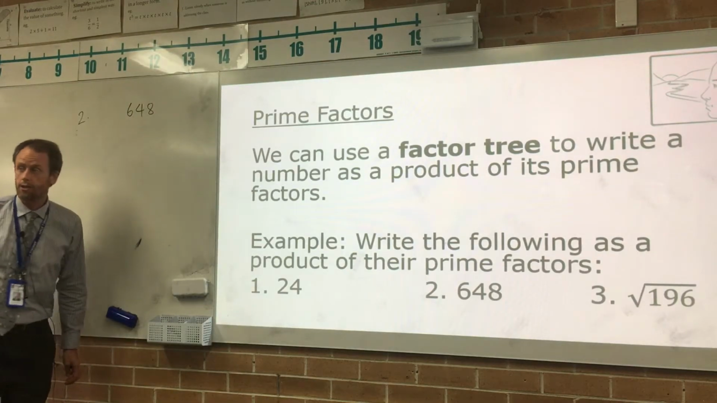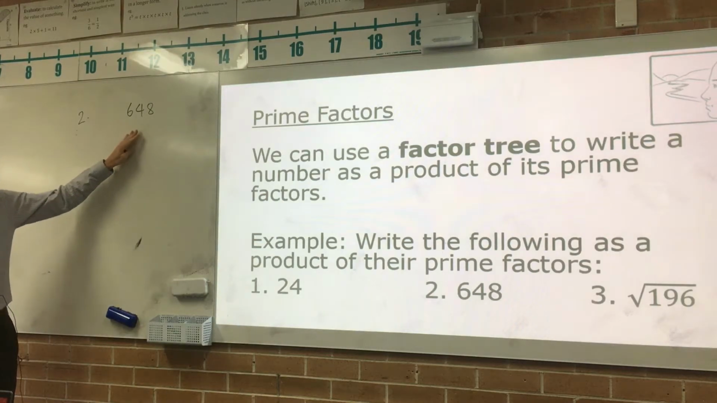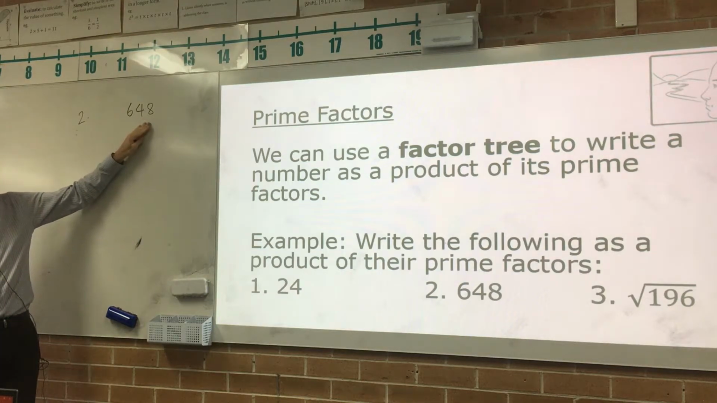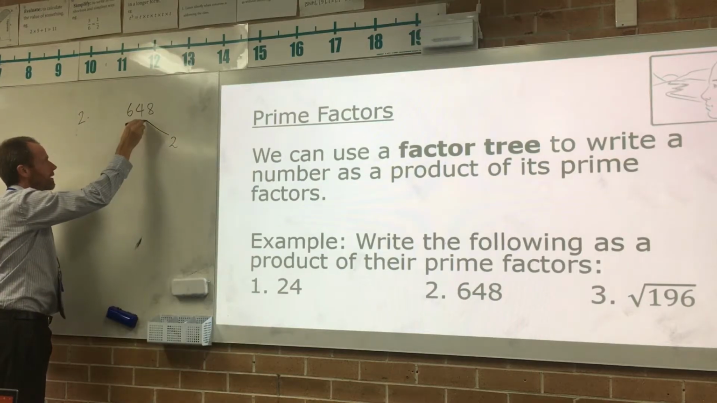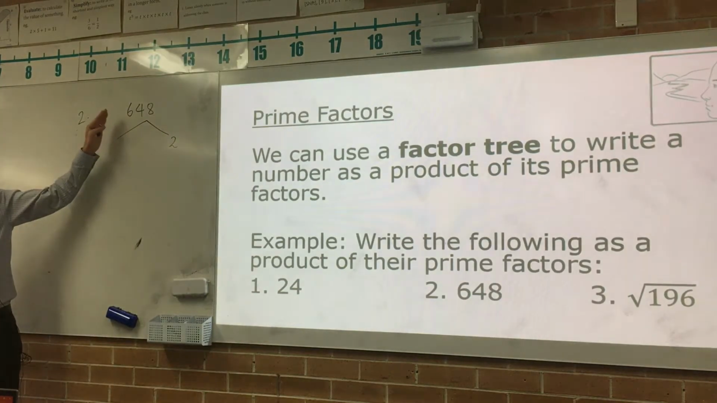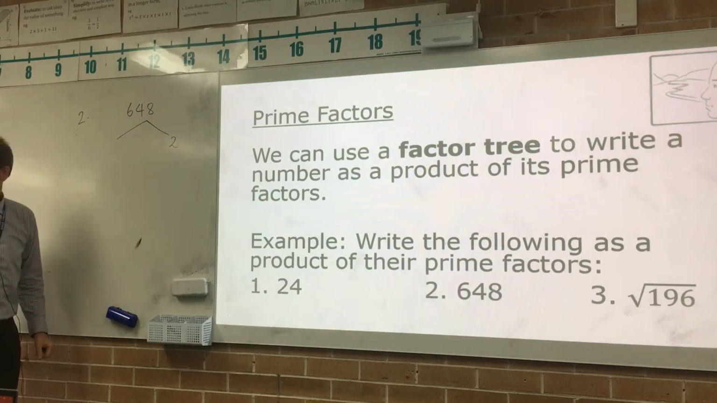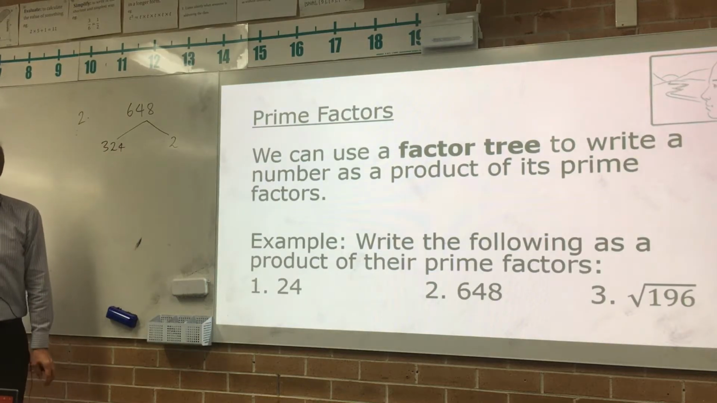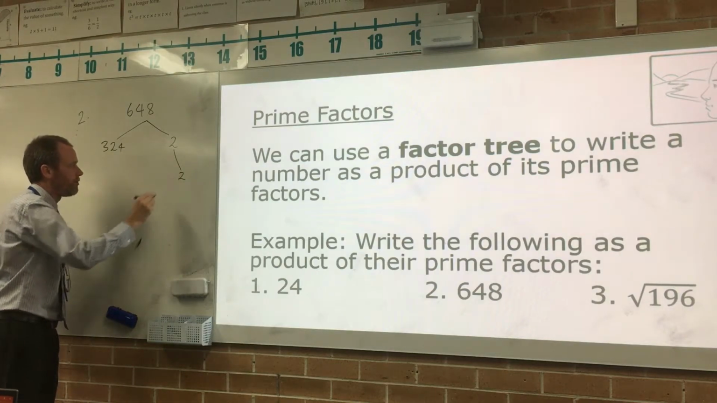So question 2, let's have a go at 648. Oh, that's a bit tricky, isn't it? I don't know straight away what the prime factors of 648 are. But I do know that it's at least divisible by 2. So, let's write 2 out there. And if I think of 648 divided by 2, I know it's going to be 300 and something. And it's actually, what do you think? 324, good. Now 2 is a prime number. I don't need to go any further with that, so I can just leave 2 to go down there by itself.